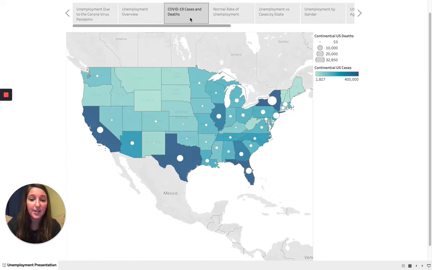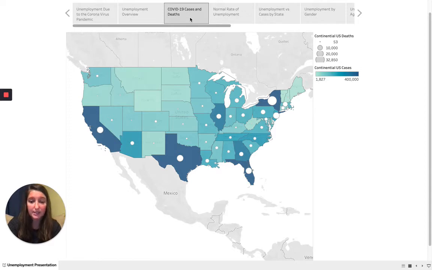But before we can take a look at unemployment, we have to evaluate the pandemic as a whole. How many cases are there in the United States? How many people have lost their lives? We are currently looking at over 200,000 individuals who have suffered and lost their life due to the COVID-19 pandemic, and over 7 million cases in the United States.